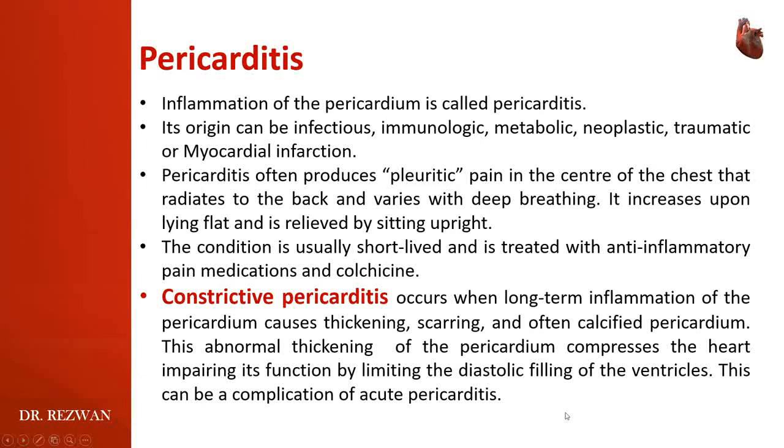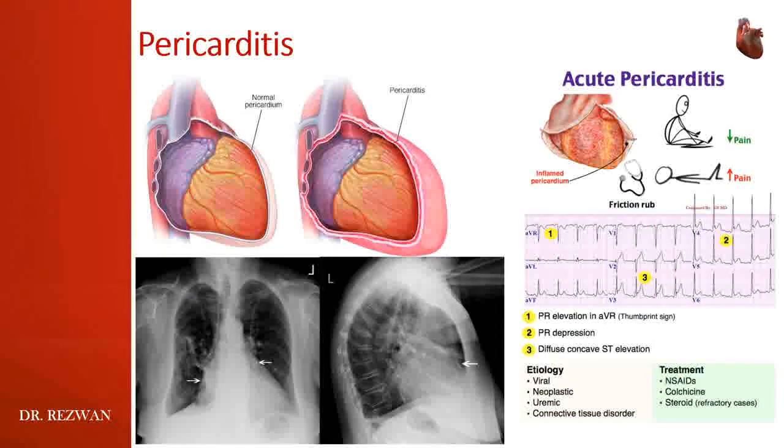when it needs to dilate, it will not have sufficient space and it will compress the heart, and this is called the constrictive pericarditis, which is a common complication from the acute pericarditis. Over here we can see the normal pericardium, and over here we can see the pericardium is inflamed and it is that much thickened.